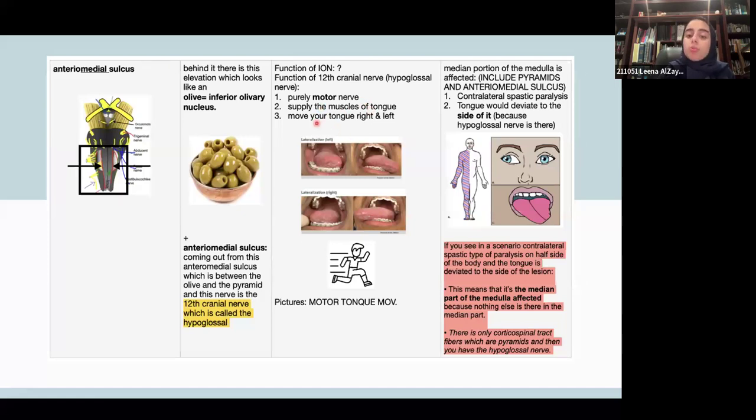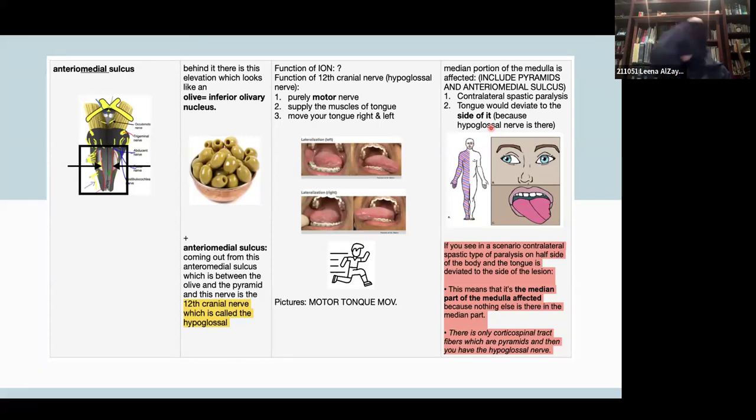So it moves the muscle right and left. It's purely motor, and this is what the symbol signifies. If you have an injury at this specific nerve, you would have a problem with lateralization. Basically, your tongue will deviate to the side of the lesion, to the side of the actual hypoglossal nerve, okay?